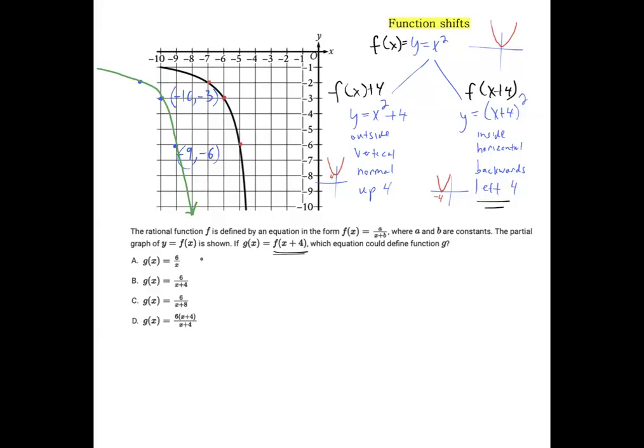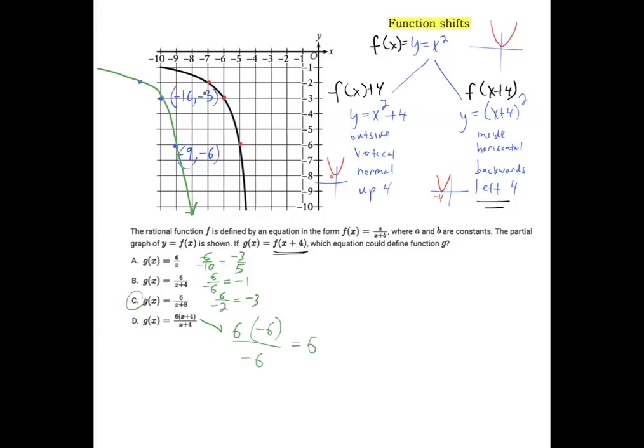So what happens when you plug in -10? Here you get 6 over -10. That simplifies to -3 over 5, and that's definitely not -3. Here you get 6 over -10 plus 4, -6, which is -1. That didn't work either. We're looking for -3. Here you have 6 over -10 plus 8, -2, and that is -3, so that one's good. And last but not least, for this one, we have 6 times -10 plus 4, -6, and you get 6.